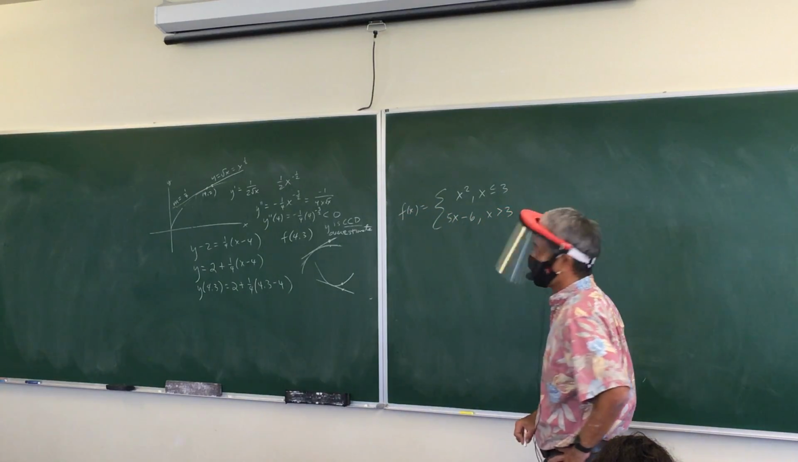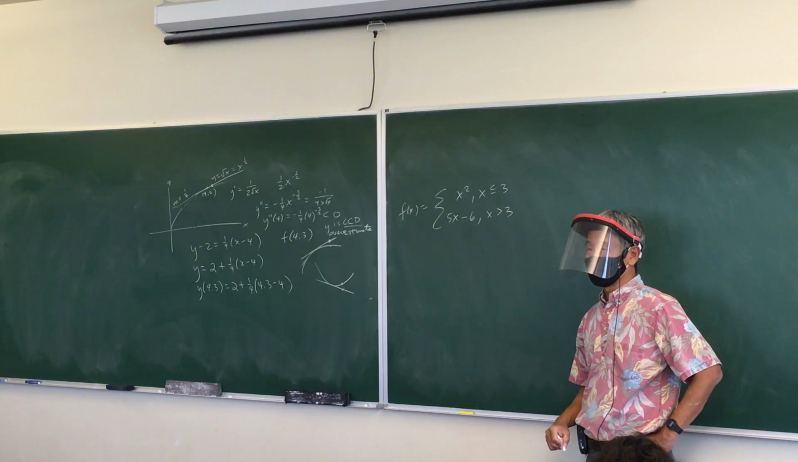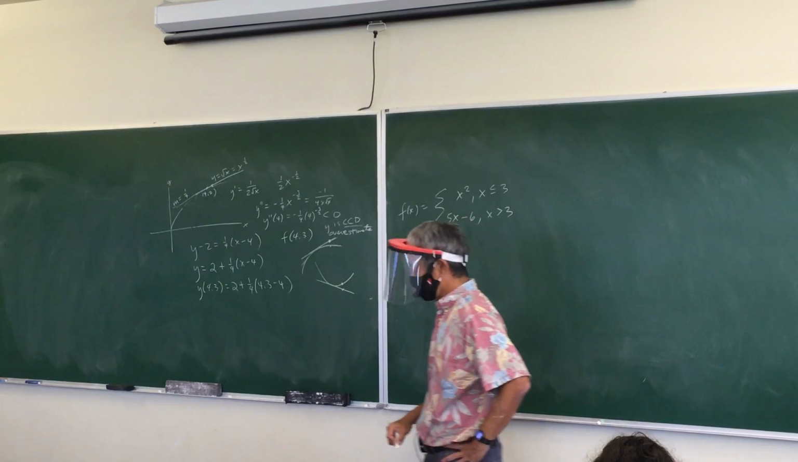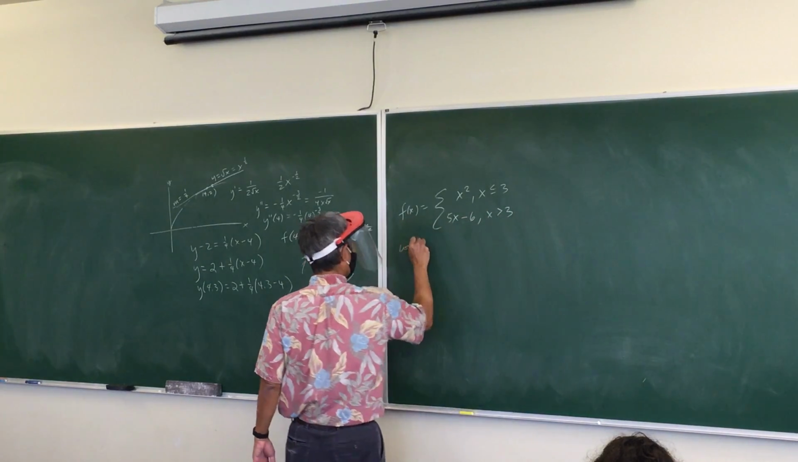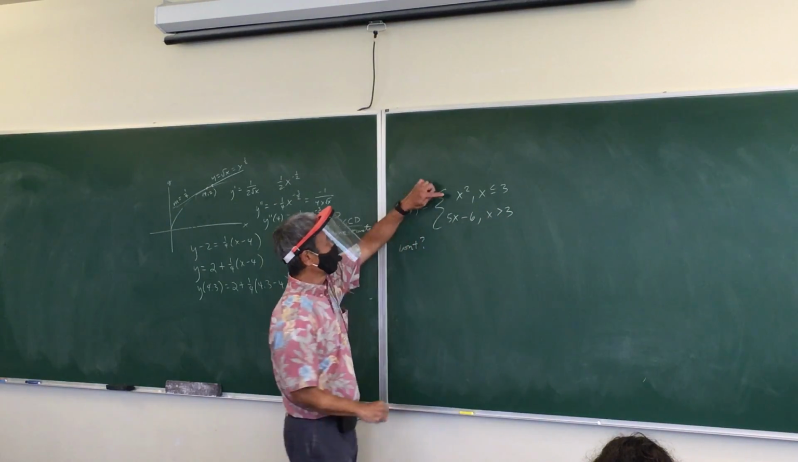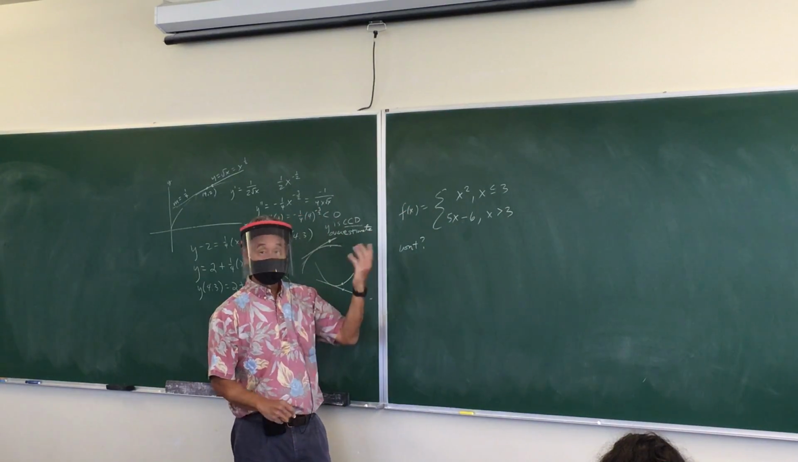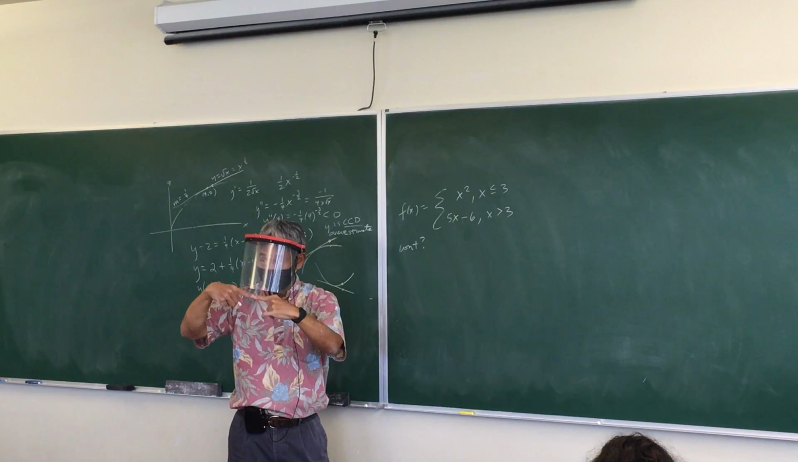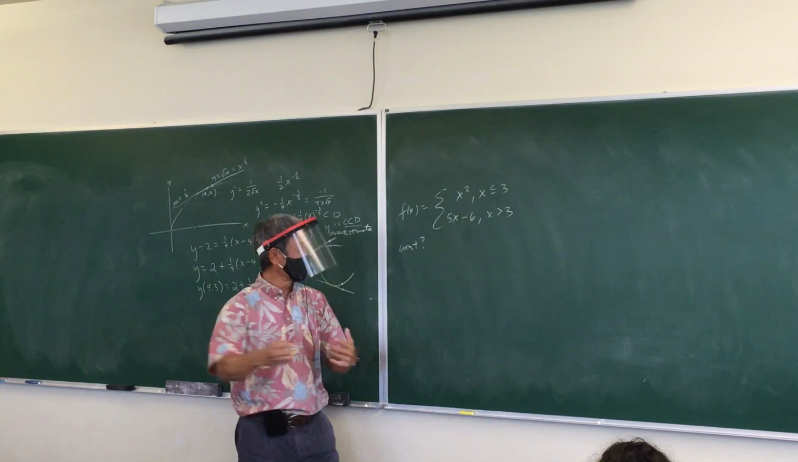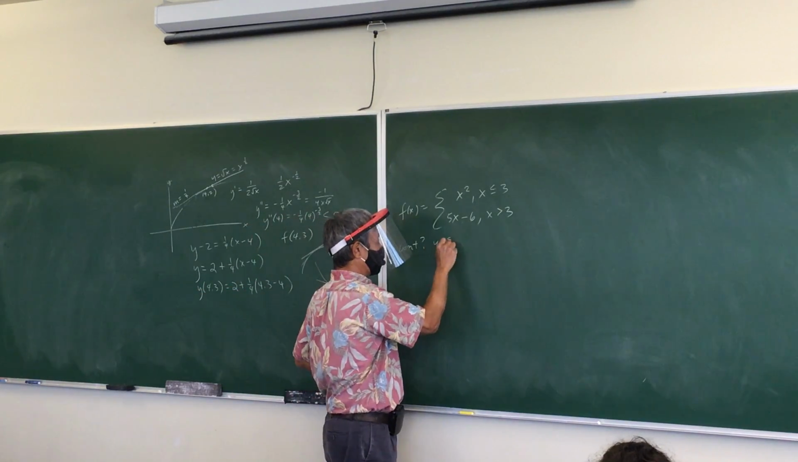Is this function continuous at x equals 3? It's a yes or no question. Continuous? Yes. Plug in 3. If you plug in 3 here and 3 there, then you get the same number. Yeah, 9 and 9. So that means they actually meet, which means it's going to be continuous. So yes. Okay, 1 point.